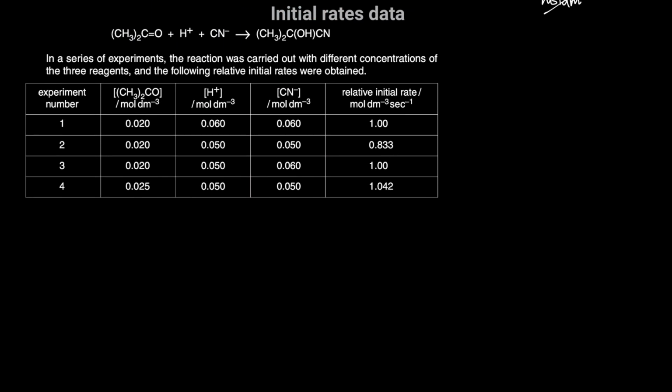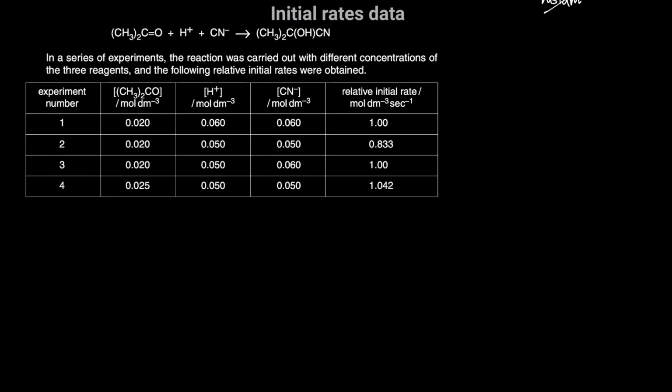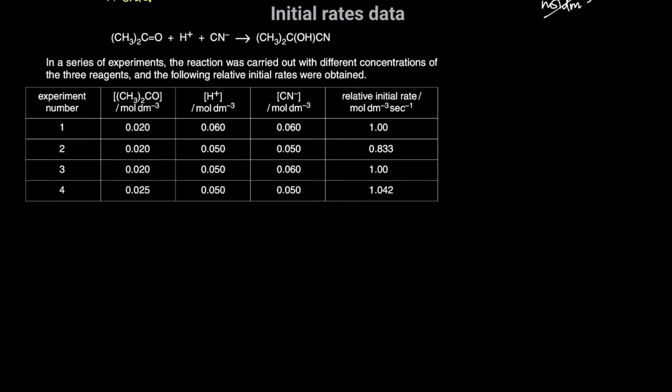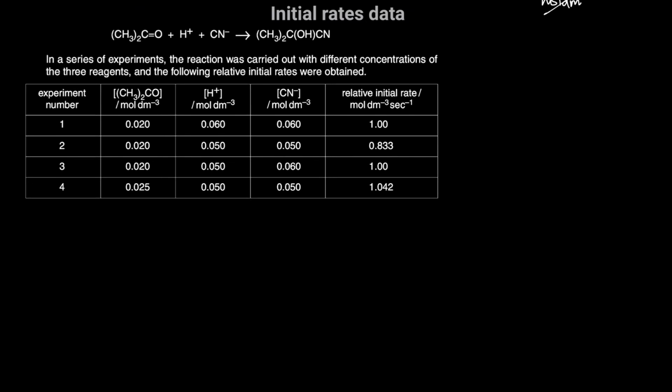So here we have the next question, which says that in a series of experiments, the reaction was carried out with different concentrations of the 3 reagents, and the following relative initial rates were obtained. Here we have a reaction between a ketone and HCN to form a hydroxynitrile. This is a nucleophilic addition reaction, the addition of HCN to carbonyl compounds. What we want to know is the order with respect to each of these reactants, and I want to find the rate equation. So what is the rate equation for this reaction?